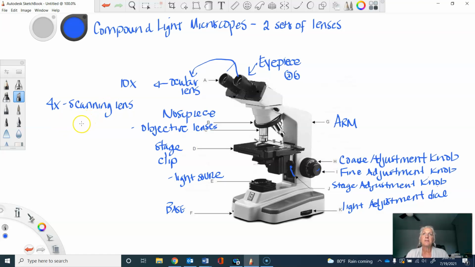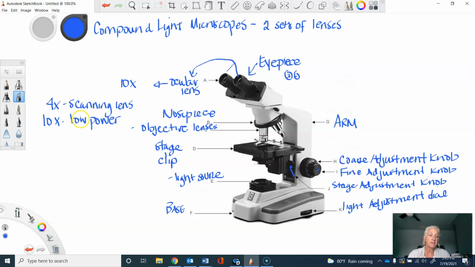The scanning lens is basically looking at something from pretty far away. Remember that we have the ocular lens as well. If you multiply the ocular lens magnification with the objective lens magnification, that's your total magnification that you're looking at. So if you're looking on the scanning lens, you're looking at something at 40x magnification. The next lens is the 10x lens, and that is low power.